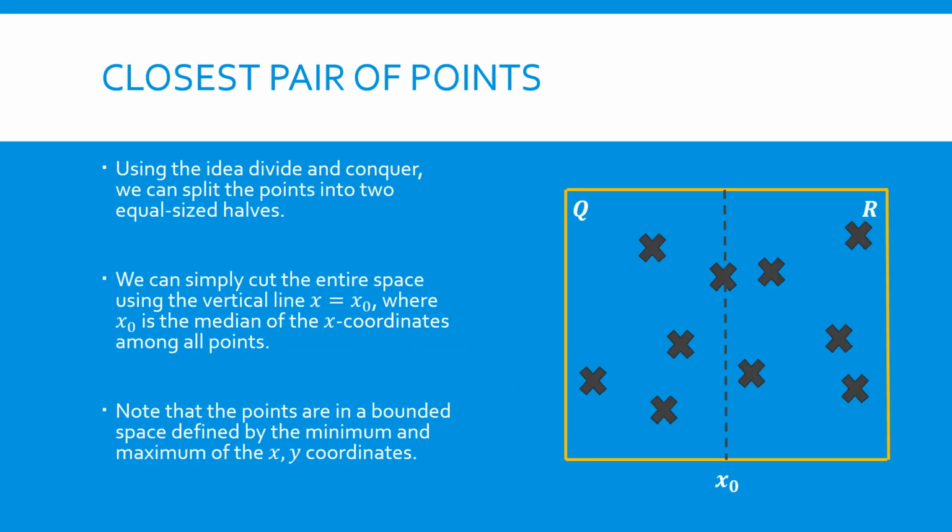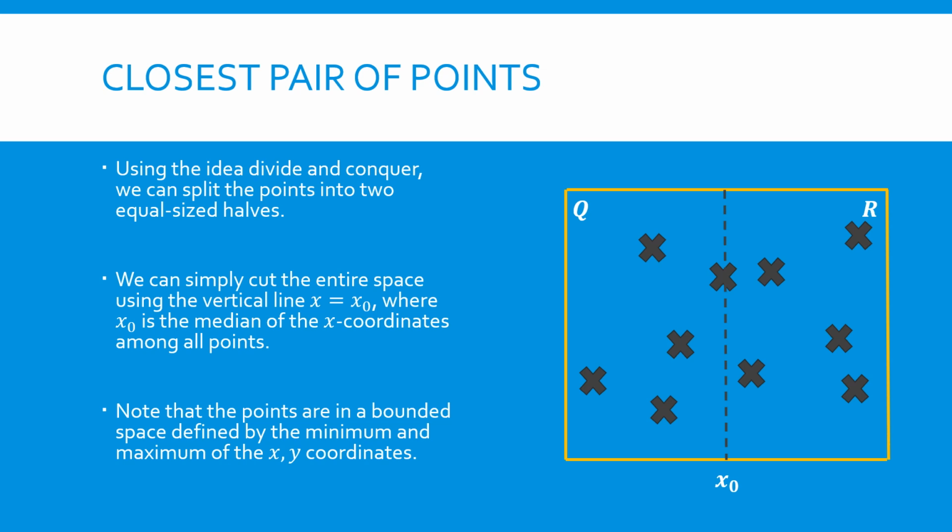Given that we have devised several O(n log n) algorithms using divide and conquer, we aim to do the same here. Let's begin with the divide step. We can simply divide the set of points into two equal-sized subsets. Say we draw a vertical divider line to split the entire space into two subspaces, Q and R.